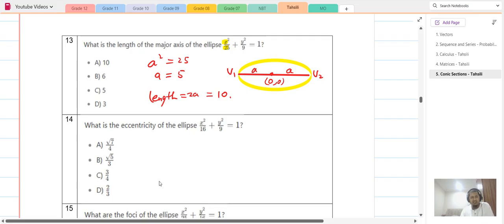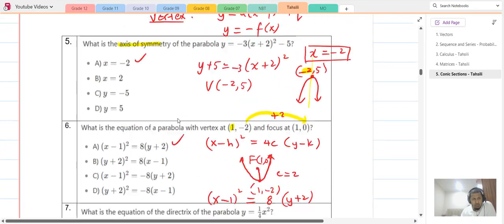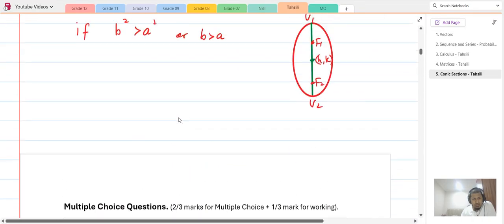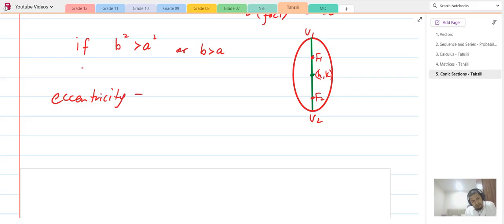What is the eccentricity? Now, what is an eccentricity? Eccentricity is a value that determines the type of conic section, right? So I should have done it in an ellipse. Let's go whilst we're here. So eccentricity is this value here, E, eccentricity. So that is c over a. You know how to get c over a.